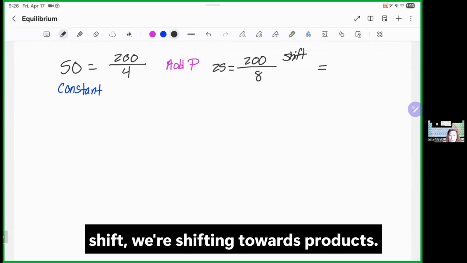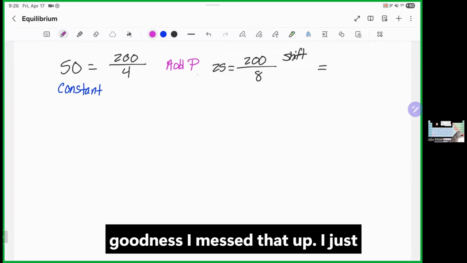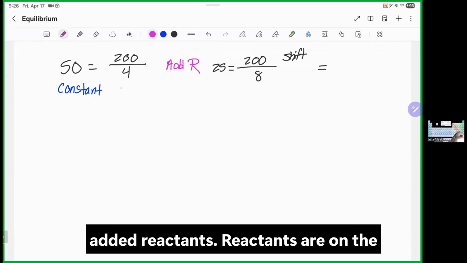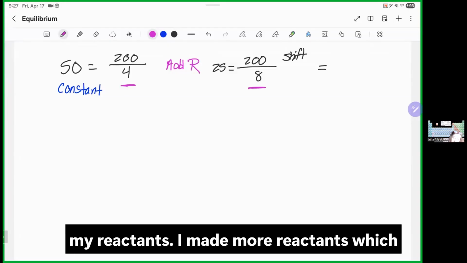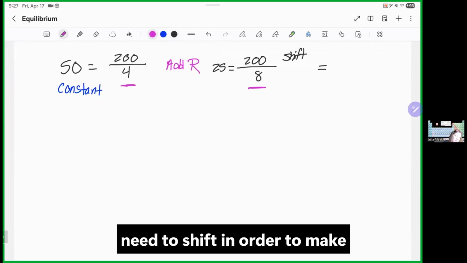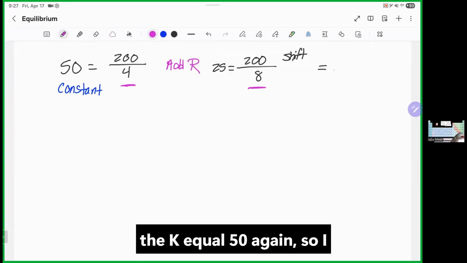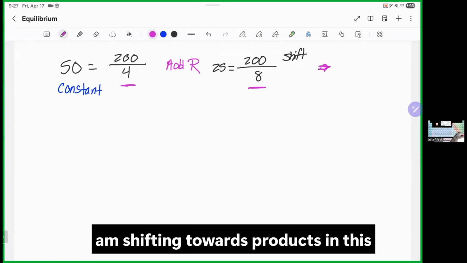Sorry, oh my goodness, I messed that up. I just added reactants. Reactants are on the bottom. Sorry about that. So I doubled my reactants. I made more reactants, which messed my K up. Well, now I need to shift in order to make the K equal 50 again. So I shift, and I am shifting towards products in this case.